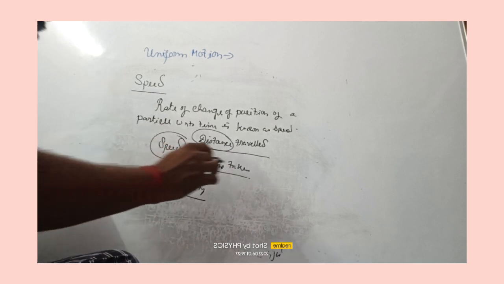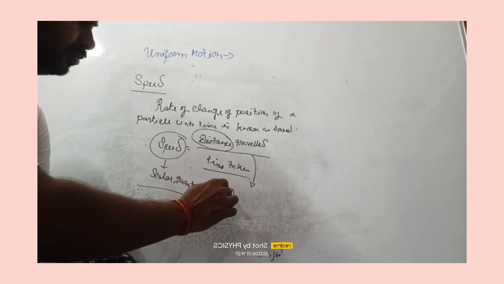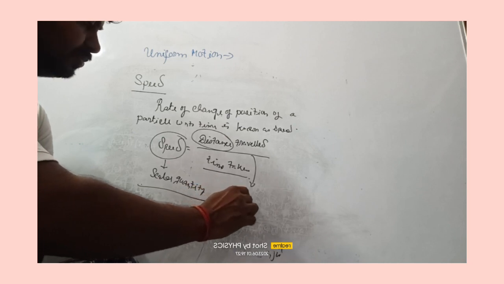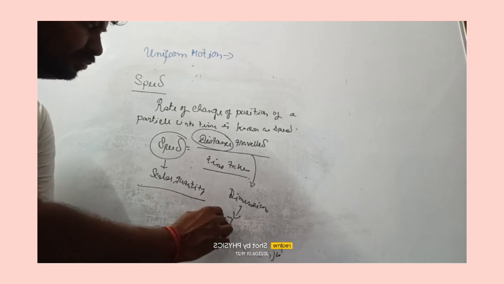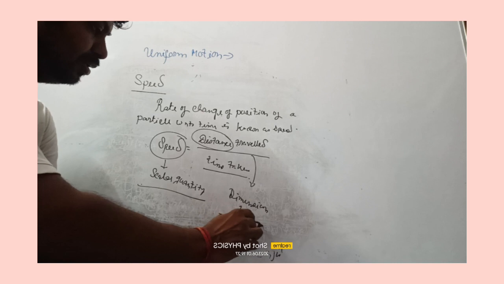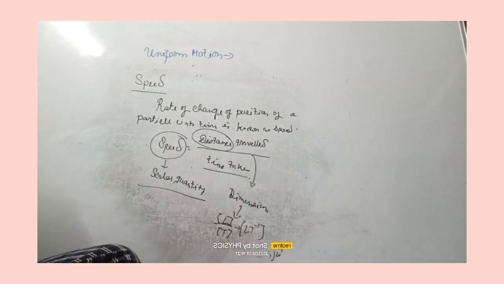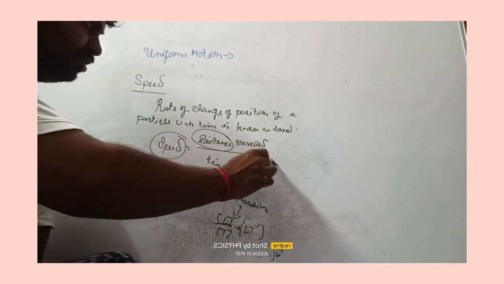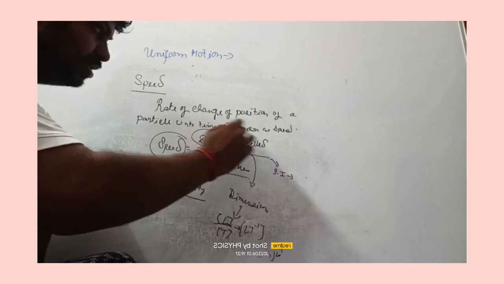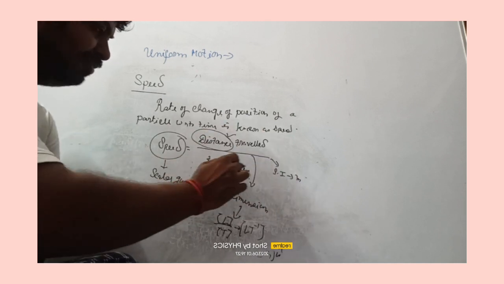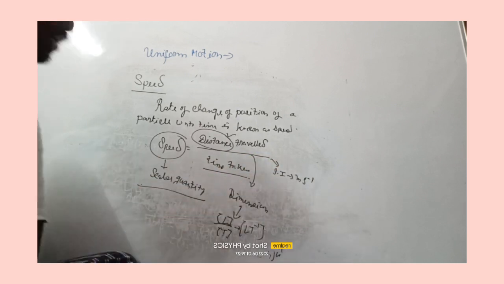Now what is the dimension of the speed? Distance is L and time is T, so the dimension is L T inverse. And the SI unit of speed: distance is meter and time taken is second, so it is meter second inverse.